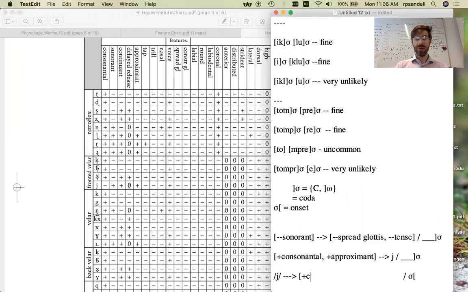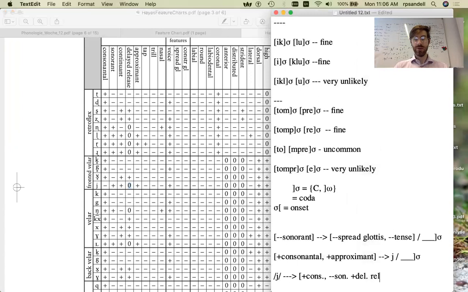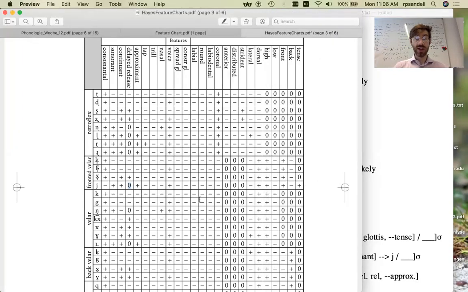It's going to become plus consonantal, minus sonorant, minus continuant remains. It's going to become plus delayed release from having no value for the feature delayed release, and it's going to become minus approximant. So all of those manner features change.